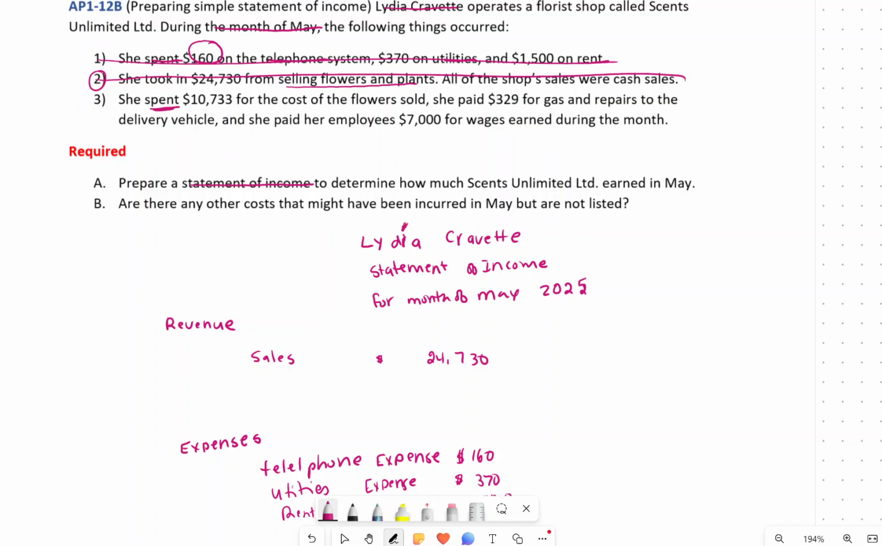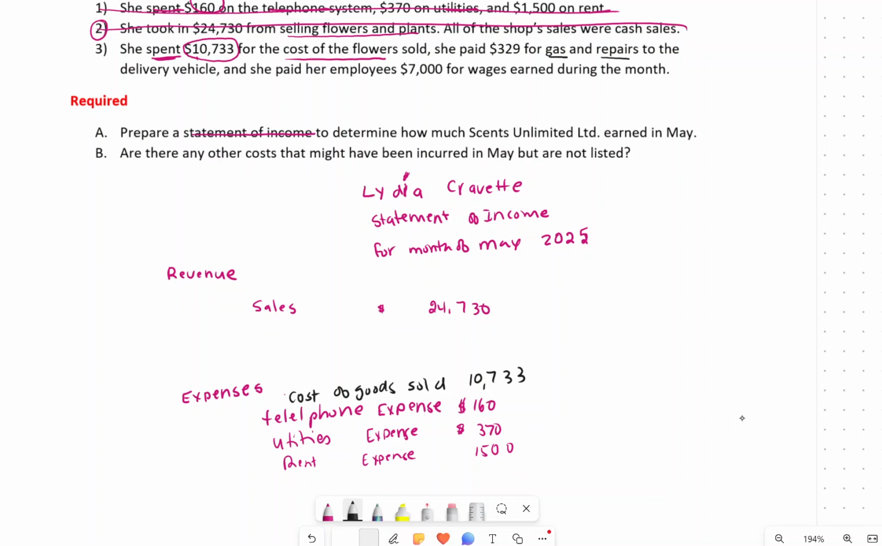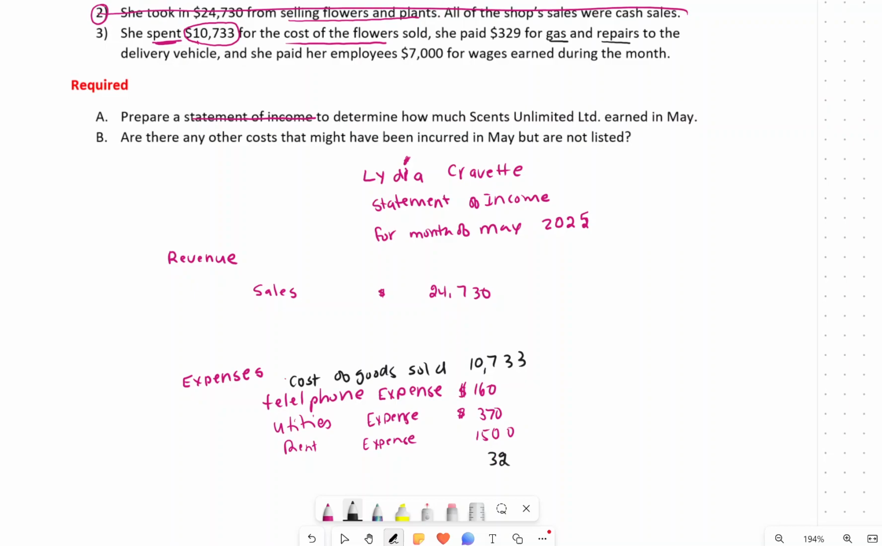What else did she spend? $10,733 on the cost of the flowers. So that's what we call cost of goods sold. We have something called cost of goods sold, which is what it cost us, and that is your $10,733. She also paid for gas and repair for the delivery. So the $329 she spent was for the gas and repair expense.